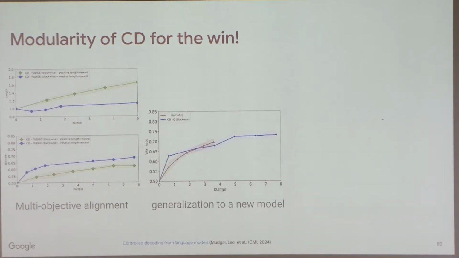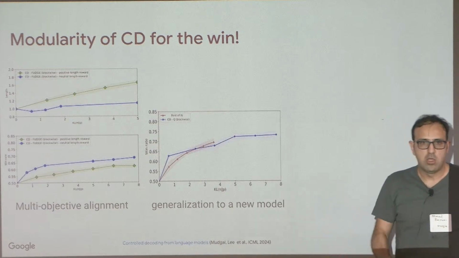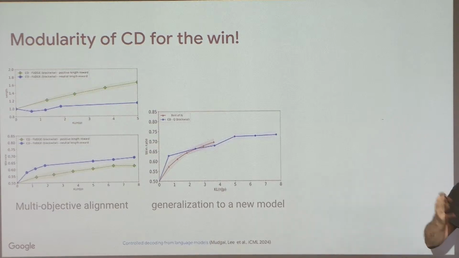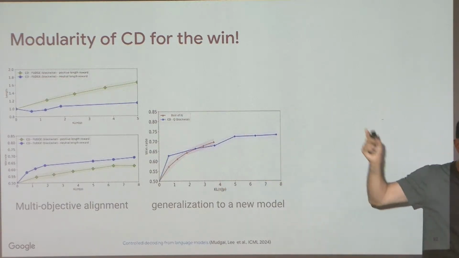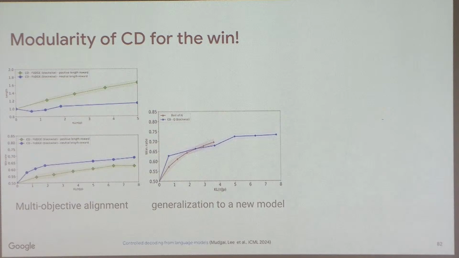One thing that we did that was interesting is that we took this value function and applied it to a new model, a larger model that was not seen during training, and it did generalize. It can, out of the box, give us good win rate versus KL trade-offs, similar to best of n, which I think was surprising, to be honest. But they're from the same model family, so they're both Gemini models, different sizes, so the same kind of data for training.